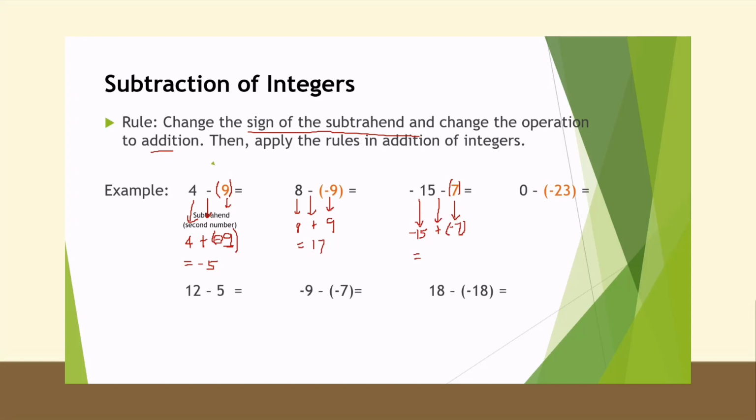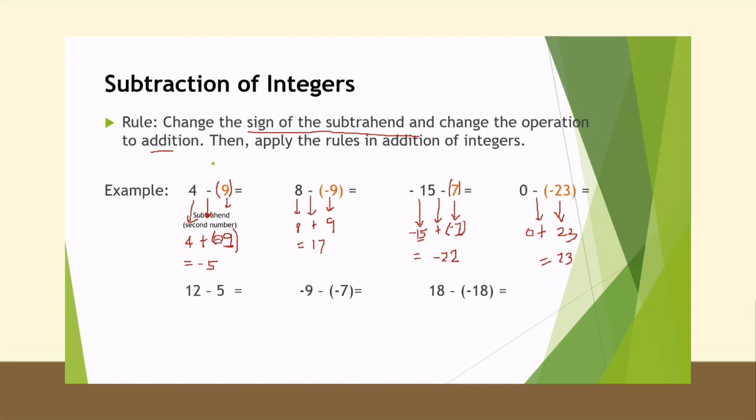So you add the number. 15 plus 7 is equal to 22, and then copy the sign, which is negative. Next, 0 minus negative 23. So change the sign. We have positive 23. Then proceed to addition. Copy the first number. Then apply the rules in addition of integers. So we have 0 plus 23 is 23.